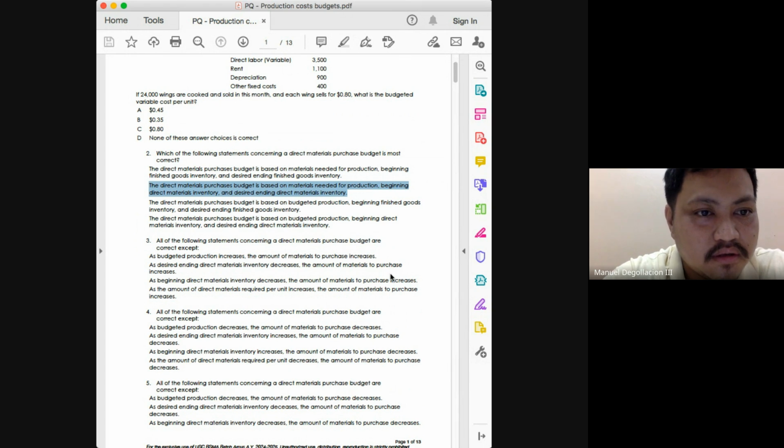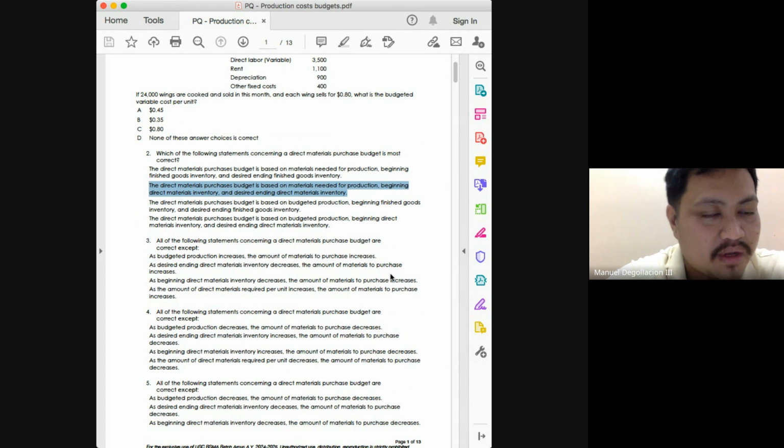Next choice, the direct material purchases budget is based on budgeted production, beginning finished goods inventory, and a desired ending finished goods inventory. Okay, here you should be taking into account your materials needed for production. Going back to the first choice, we will no longer be taking into account the finished goods inventory because that is already considered in the materials needed for production.